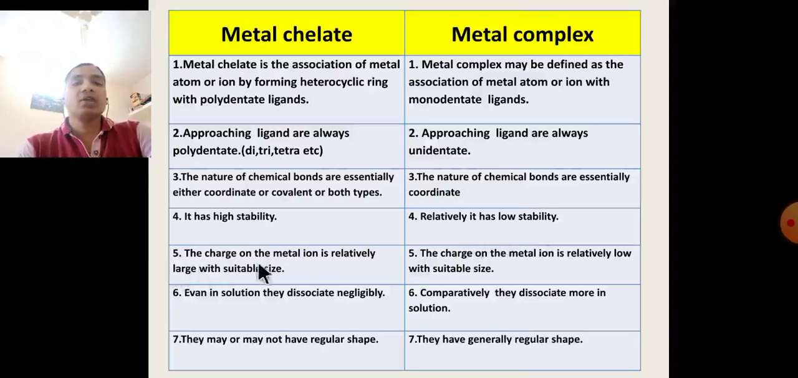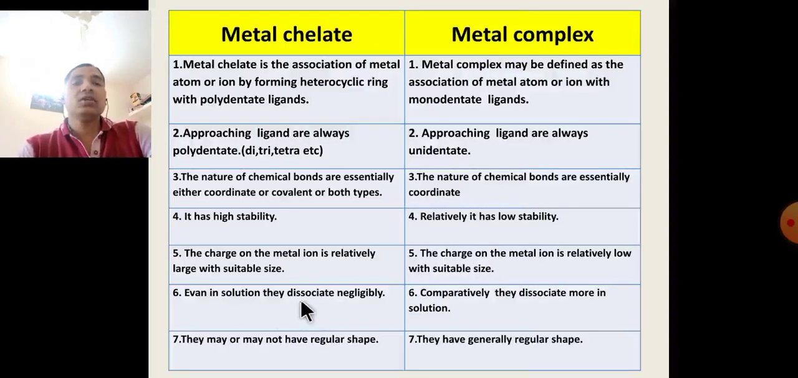Fifth point, the charge on the metal ion is relatively large with suitable size. A metal containing vacant orbitals with a higher charge forms a stable metal chelate. In a metal complex, the charge on the metal ion is relatively low with suitable size. Sixth, even in solution they dissociate negligibly.